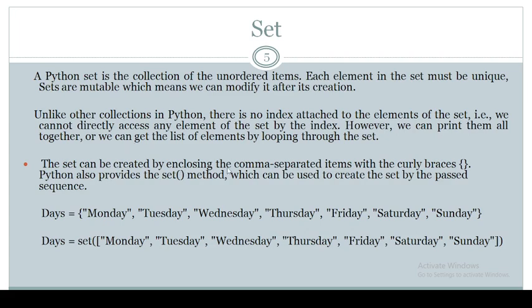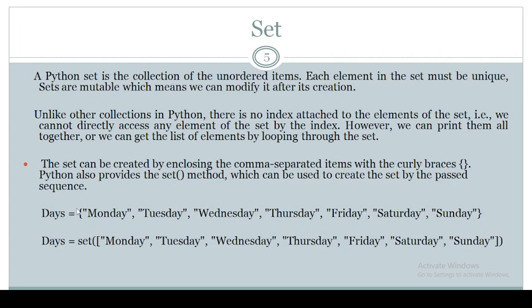The set can be created by enclosing comma separated items within curly brackets. So a set can be declared using curly brackets. Like a list is defined using square brackets, and a tuple is defined using round brackets or parentheses, a set can be declared within curly brackets. Python also provides another function called set, which we can also use to create a set. So we can keep the values inside curly brackets to create a set, or we have a predefined method, set, and using that method also we can create the set.